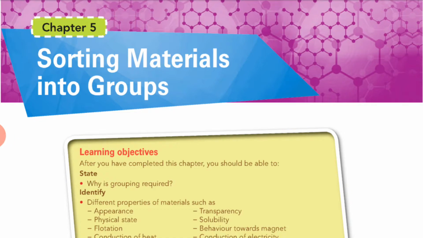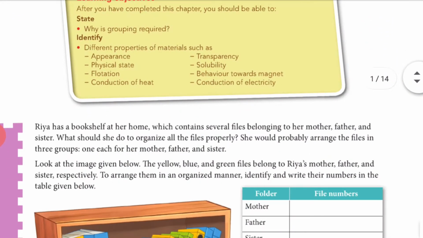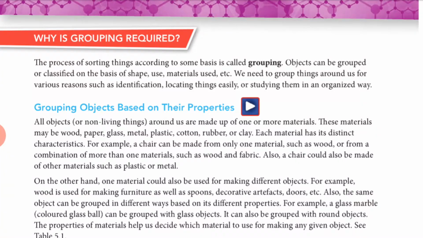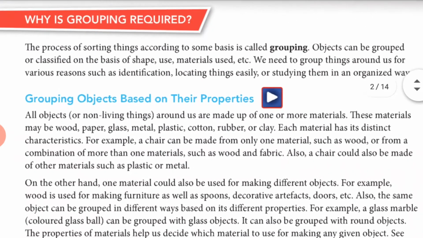Okay guys, today we are going to revise chapter number 5, sorting materials into groups. So first of all, there is the question: why is grouping required? Grouping is required to identify the objects according to their shape, size, color, uses, the material it is made up of, and size, right?